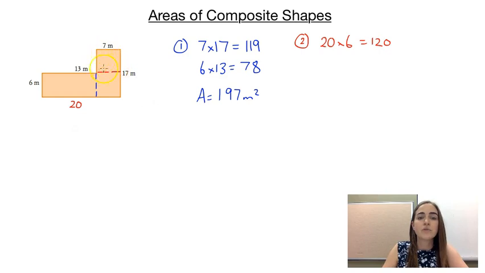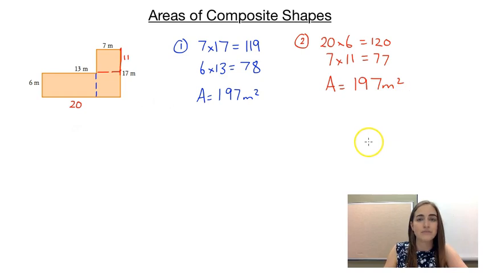And this smaller one up here would be 7 meters across, and we need to know how tall it is. We know that the whole shape is 17, and we know that this section here is 6, which means that from here to here, this section has to be 11. So the area of this section up the top would be 7 times 11, which is 77. And then to find the total area, again, we would add them together, which would give us 197 meters squared.